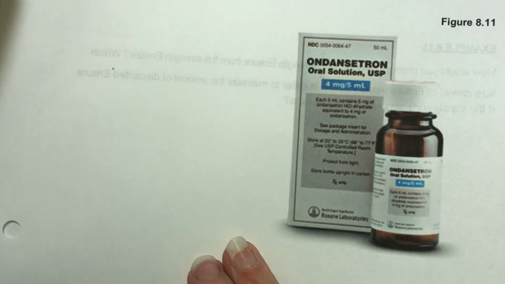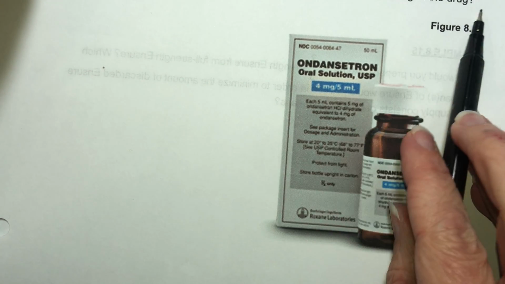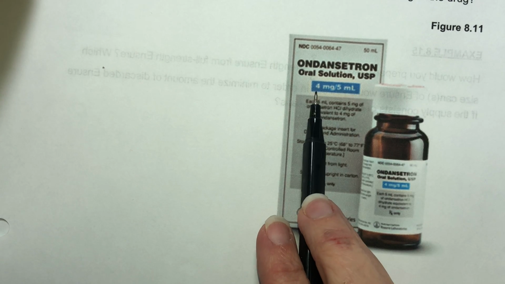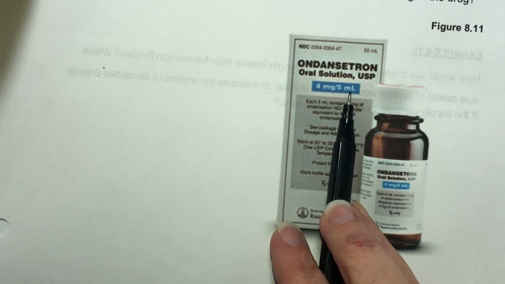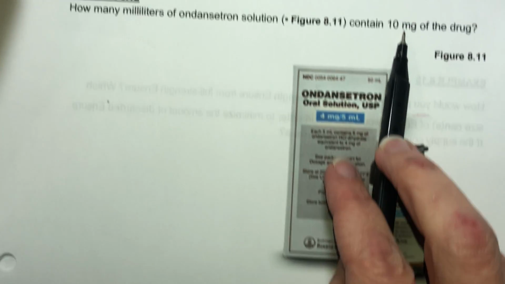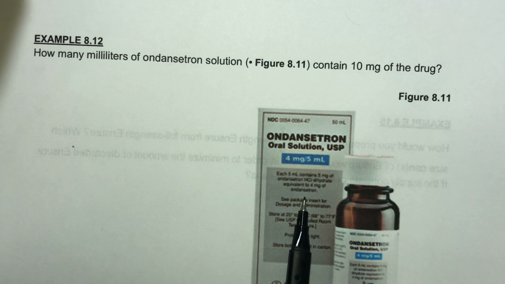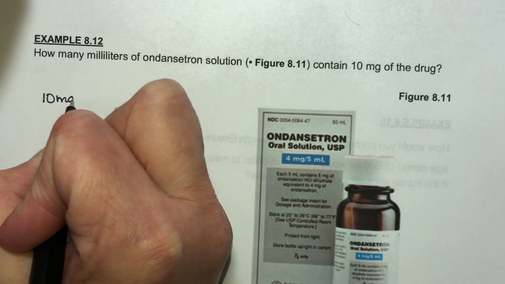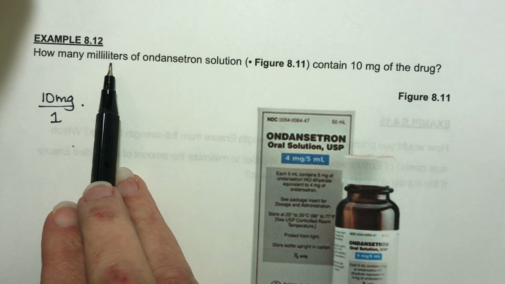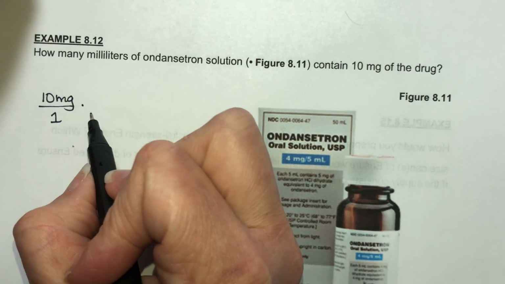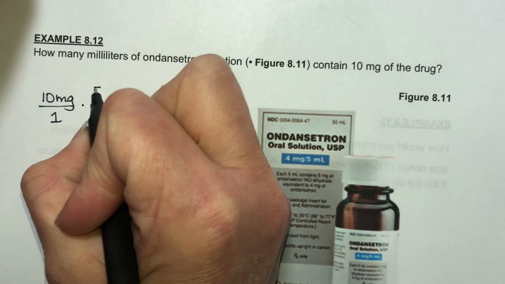Okay, number 12. How many milliliters of the solution contains 10 milligrams of the drug? If you look right here, the relationship is there are 4 milligrams of the drug for every 5 milliliters of the solution. We want to have 10 milligrams of the drug, so 10 milligrams is what I'm trying to convert. I'm trying to cancel out the milligrams so I can end up with milliliters. So I'm going to put the 4 milligrams in the bottom and put the 5 milliliters in the top.